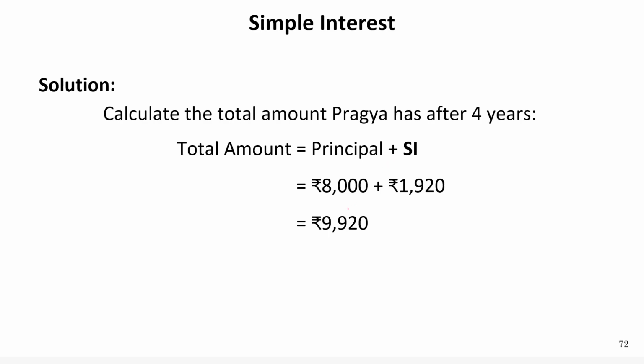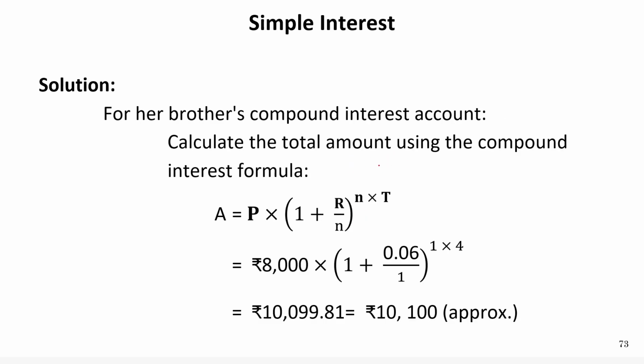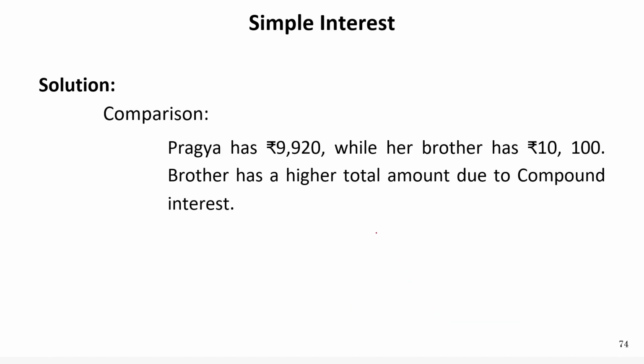So Pragya's total amount will be 9,920 by adding principal amount with simple interest. Her brother's account will have total amount as P into 1 plus R by N whole power N into T. So it will be 1.06 power 4 into 8,000. So it will be what? 10,100 approximately. So 9,920, 10,100. So the difference will be basically 180 about. Okay. And her brother will have more money than Pragya because of compound interest.